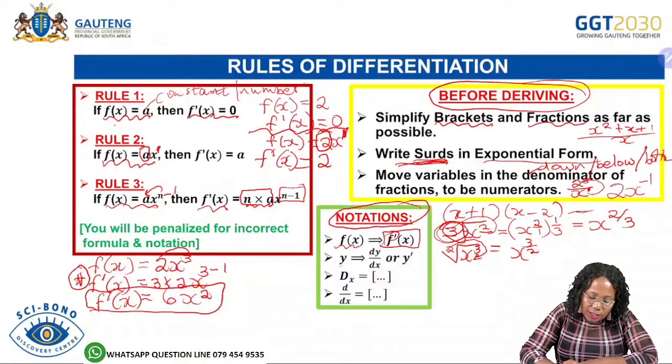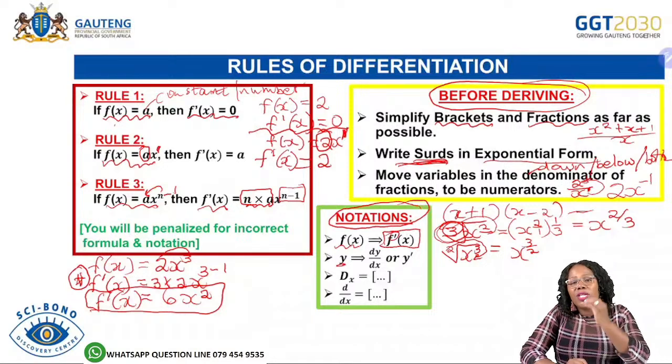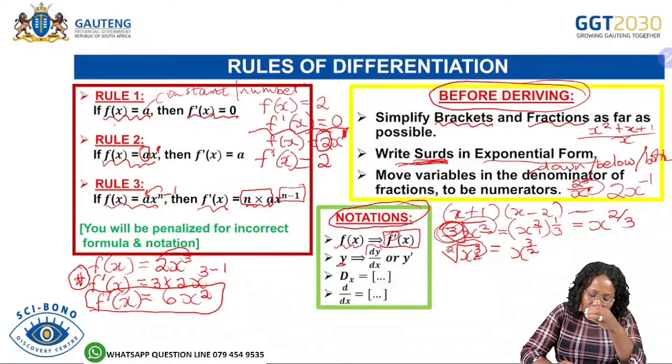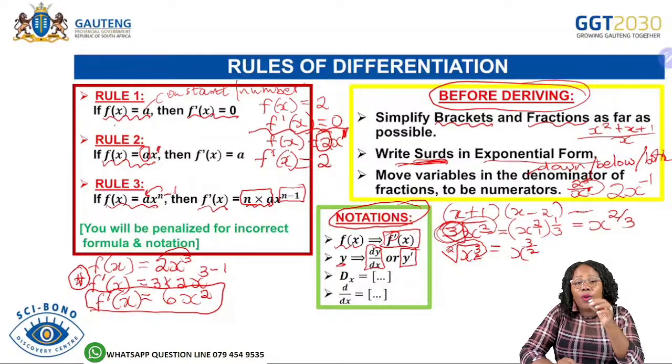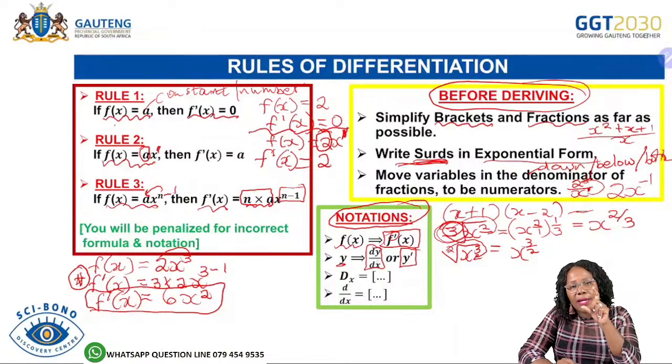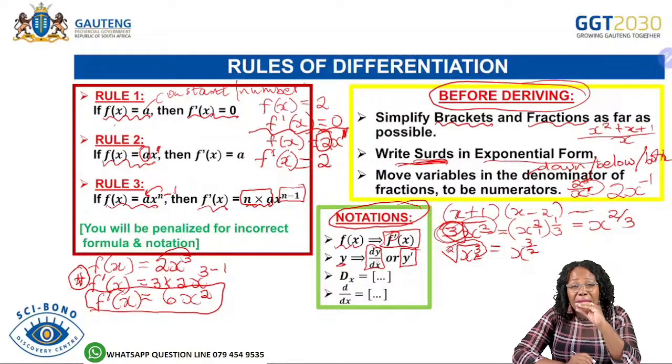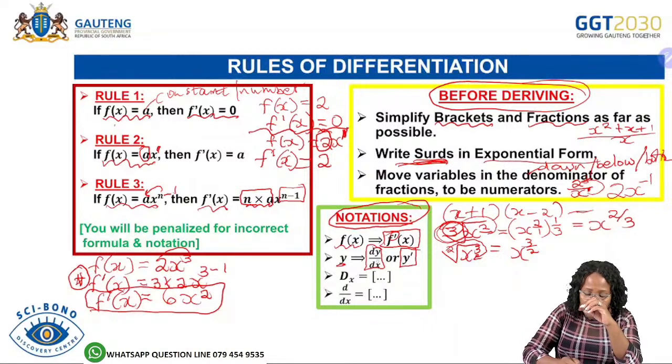If your equation is given in terms of y, the minute you start deriving, Grade 12, you will tell us that this is dy/dx, or you bring in the y with a dash on top to show that I am now deriving. I am now applying exponent multiplied by coefficient, minus 1. The minute you start doing that, you change your equation to a derivative.